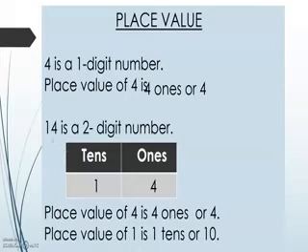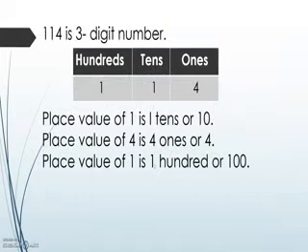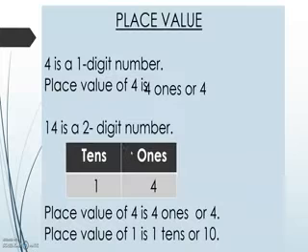Now look at 14. 14 is a 2-digit number. And we write 14 like this. In the ones place, we can see 4, and in the tens place, we can see 1. The place value of 4 is at ones place, so place value of 4 is 4 ones or 4. And place value of 1: 1 is at tens place, so the place value of 1 is 1 tens or 10.